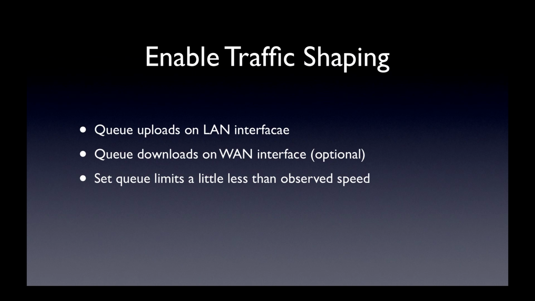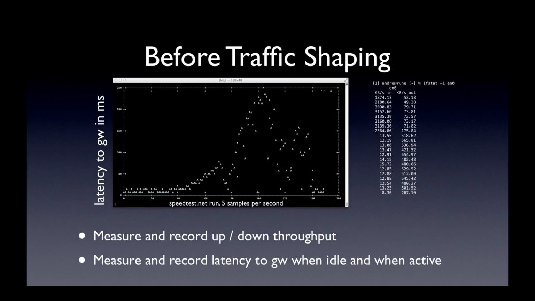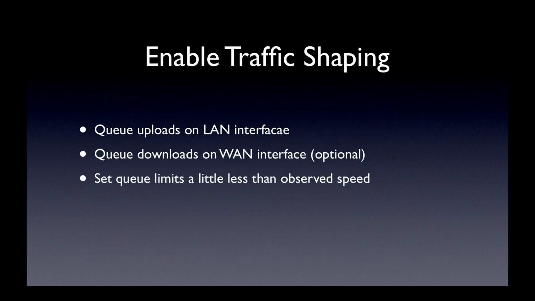And then queue downloads on your WAN interface if you want to. The reason you have to measure first is because you need to set the queue limits a little bit less than the actual observed traffic rates that you achieve. This is to make sure that the queuing occurs in the pfSense device and not on somebody else's equipment where we can't control it.